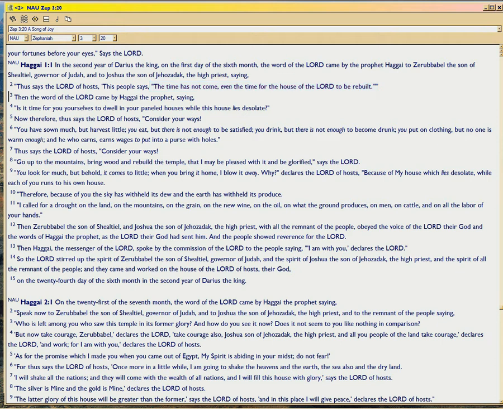Then the Lord came by Haggai, saying, is it time for you yourselves to dwell in paneled houses? When it says paneled, that means nice. Is it time for you guys to have your walls up and your roof on and you're all nice and cozy, but my house is desolate?